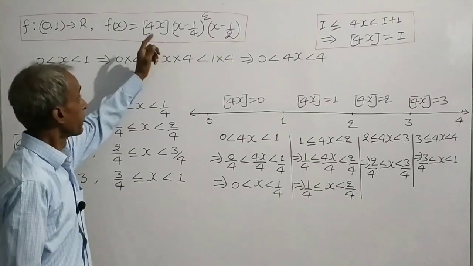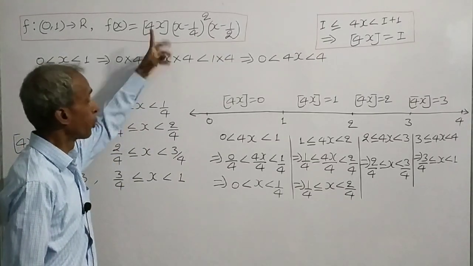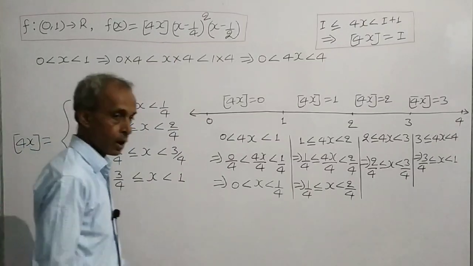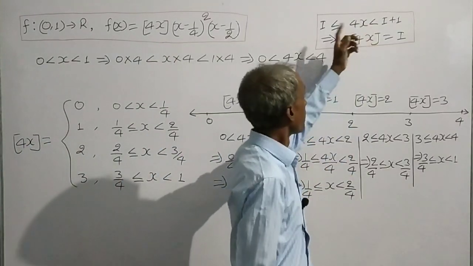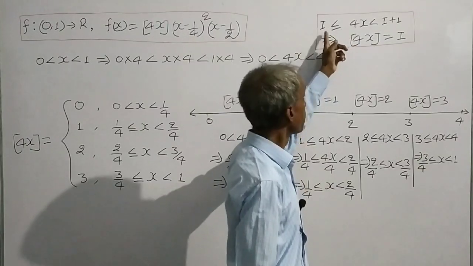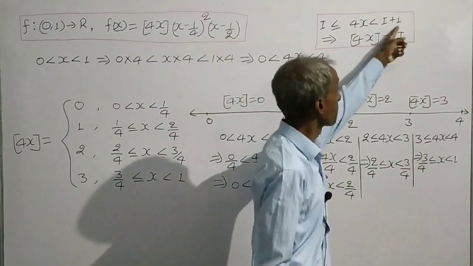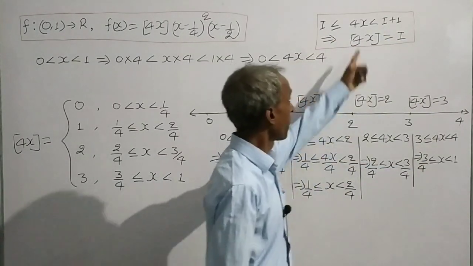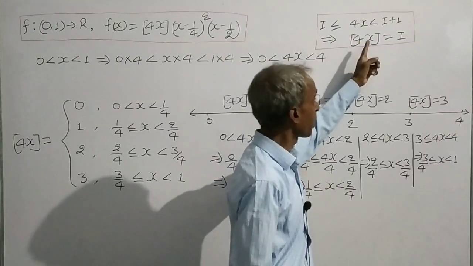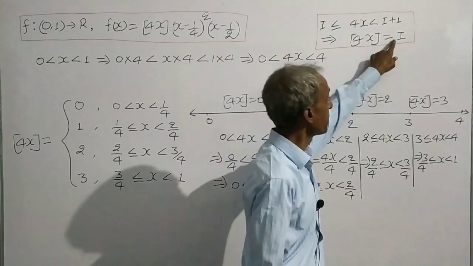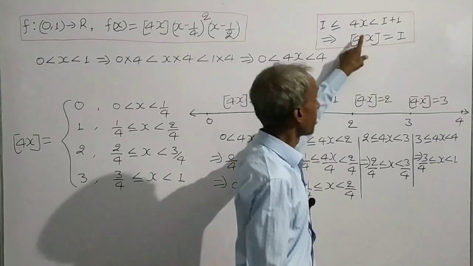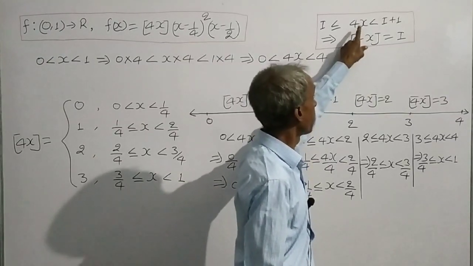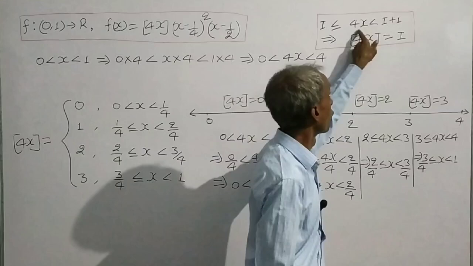Here is the greatest integer of 4x. We know that when 4x lies between integer I and I plus 1, then the value of the greatest integer of 4x will be equal to I. That means the integer lying on the left hand side of 4x.